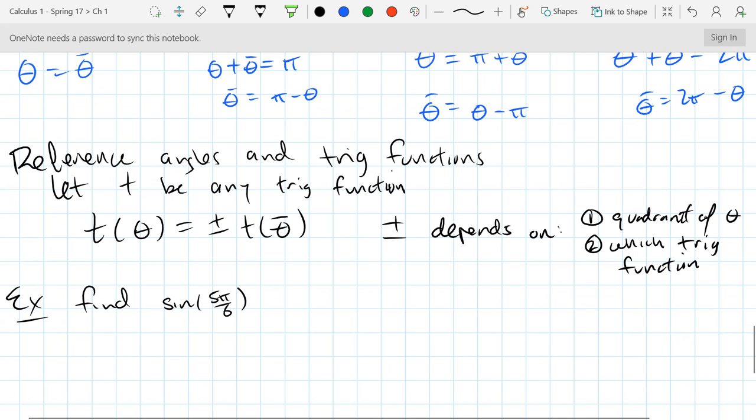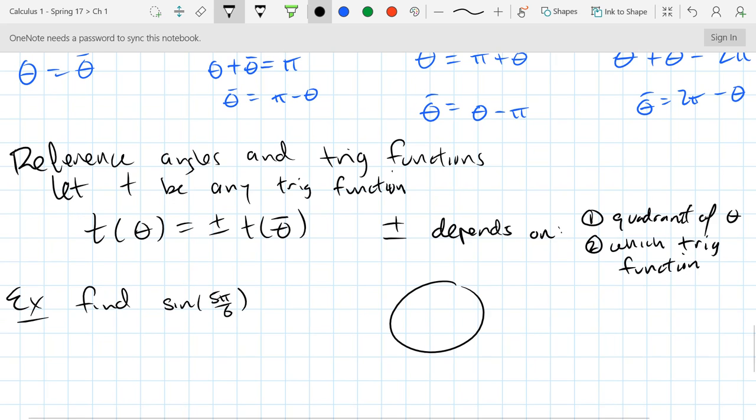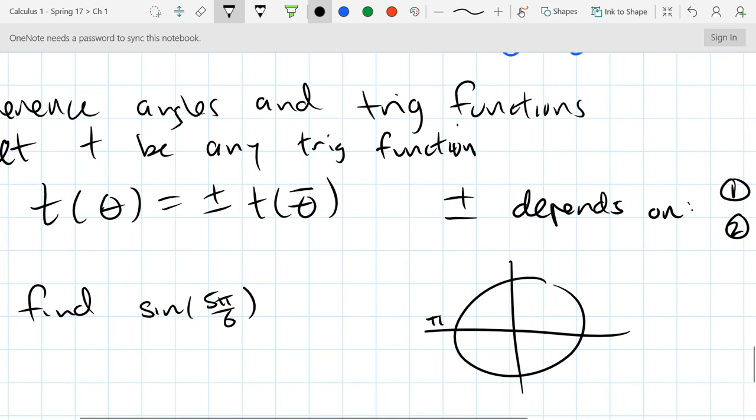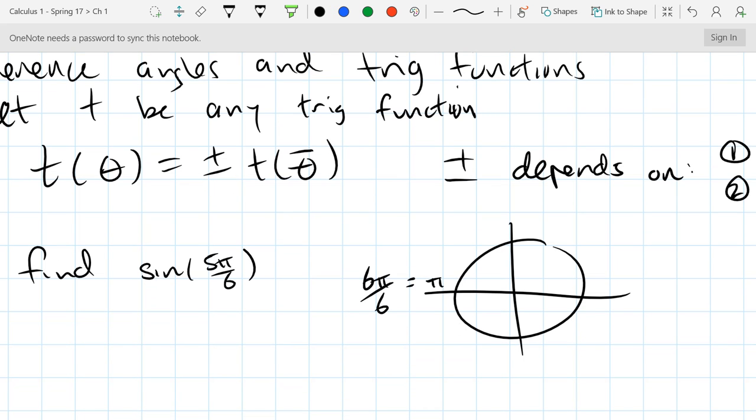So 5 pi over 6, we have to figure out what quadrant that is in. Normally we count over here all the way to the right as pi, but fractions suck unless you do what? You have a common denominator. So fractions are only really bad if you don't have common denominators. We see we're working in 6, so this will be 6 pi over 6. That's halfway around our circle. Now it's pretty easy to see where 5 pi over 6 is, not because we're geniuses at fractions, but because we have common denominators.